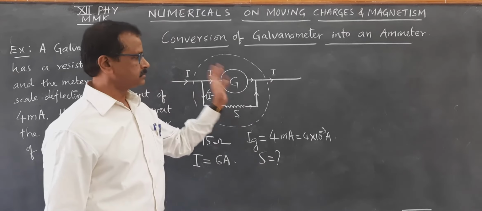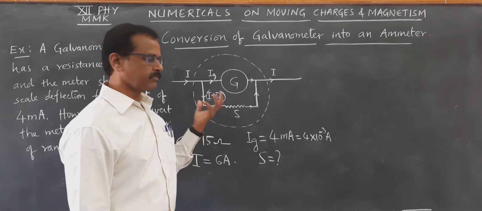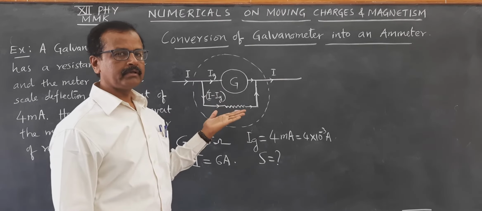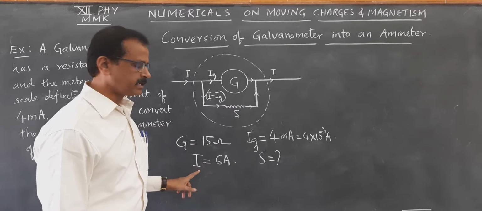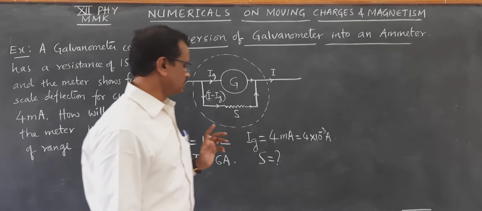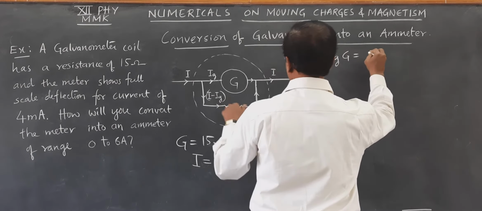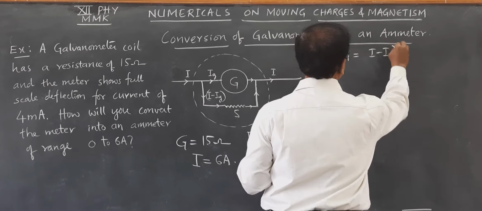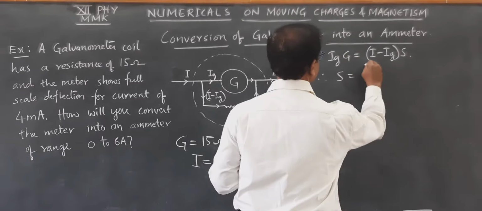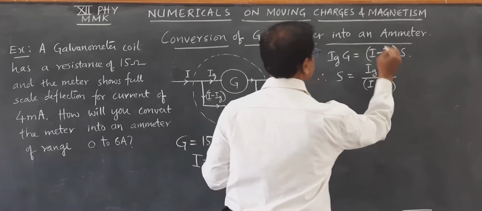We know from the theory we have just understood, by connecting a suitable low resistance S parallel to the galvanometer, one can convert it into an ammeter of required range. Here the range is 0 to 6 amperes. So what must be the value of S? That we have to find out. As we have just found out, IgG is equal to I minus Ig into S. So it's very simple. Therefore, S value is equal to IgG divided by I minus Ig.